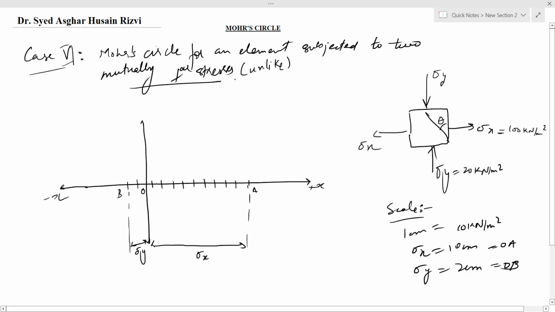And now with C as center, it will be somewhere here, 1, 2, 3, 4, 5, 6. With C as center and CA as radius, we will draw a circle that will pass through A and B. This will be the Mohr circle for an element subjected to two mutually unlike perpendicular stresses.